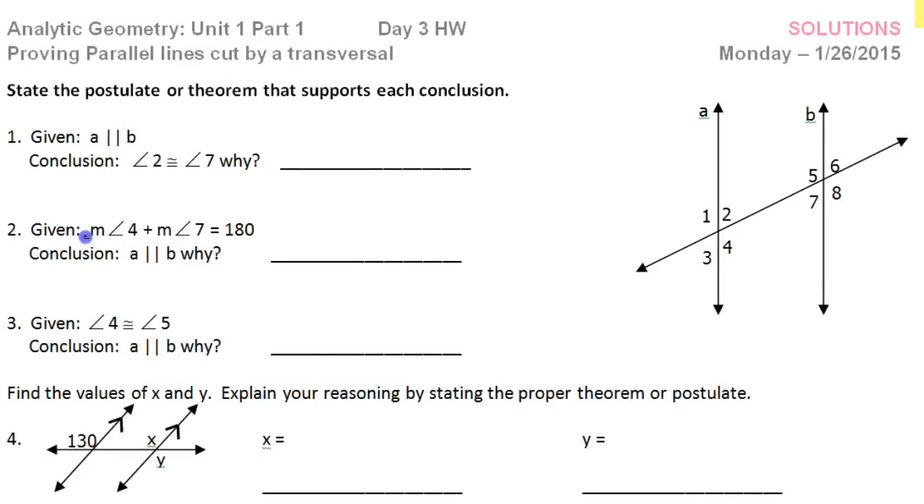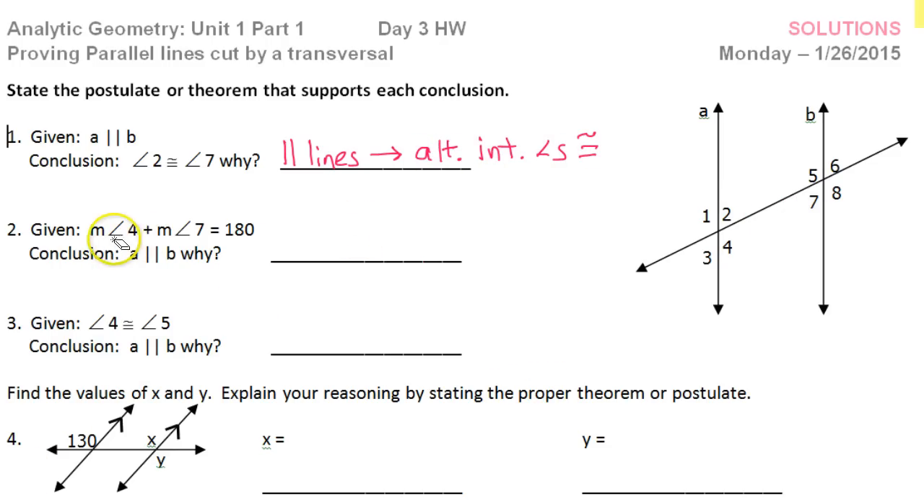So look at problem number 1. Given that A and B are parallel, we can conclude that angle 2 is congruent to angle 7. Why? Well, angle 2 and angle 7 are alternate interior angles. So the postulate that would support this conclusion, I'm going to abbreviate it: parallel lines imply congruent alternate interior angles. Alright, that would be a good way to abbreviate that postulate. In other words, if you have parallel lines, then alternate interior angles are congruent.